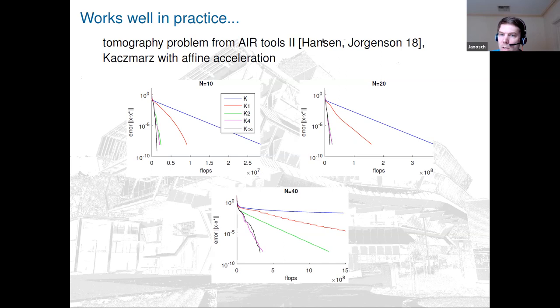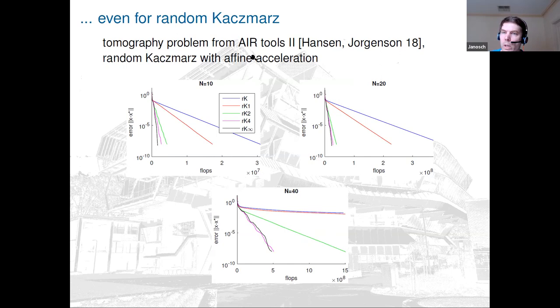And it's even more pronounced when we go here now to the random Kaczmarz, where I've basically just applied the same technology to the random Kaczmarz method. This is something that I just want to say as a side note.